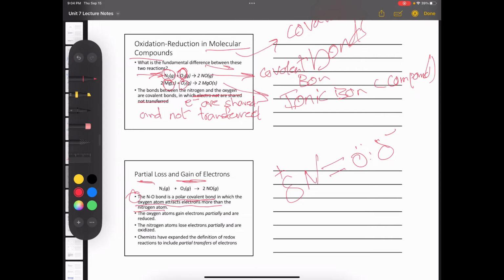The nitrogen, on the other hand, loses the electrons partially and is considered an oxidized substance. Okay. So chemists have extended the definition of redox reaction to include partial transfer of electrons. And when we say partial transfer of electrons, this happens only for molecular compounds, or when covalent bonds are involved. Okay, so that is a partial transfer of electrons.